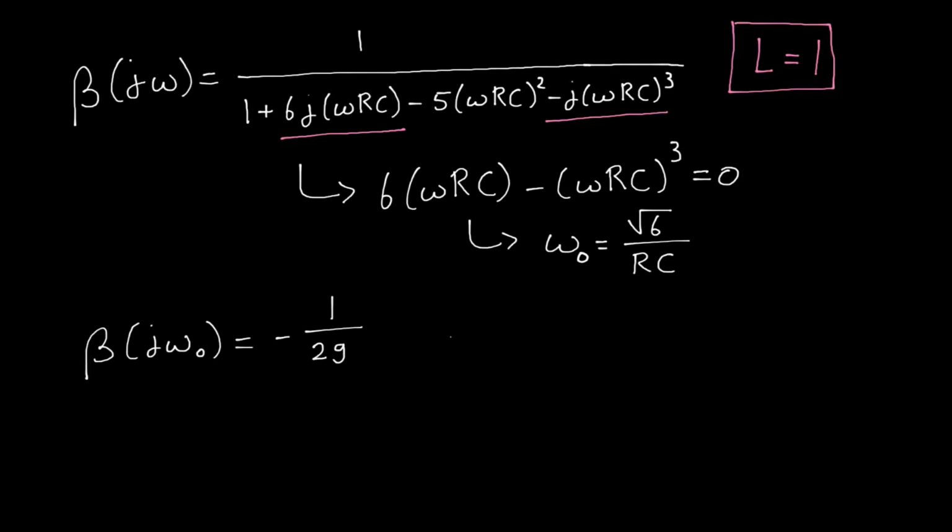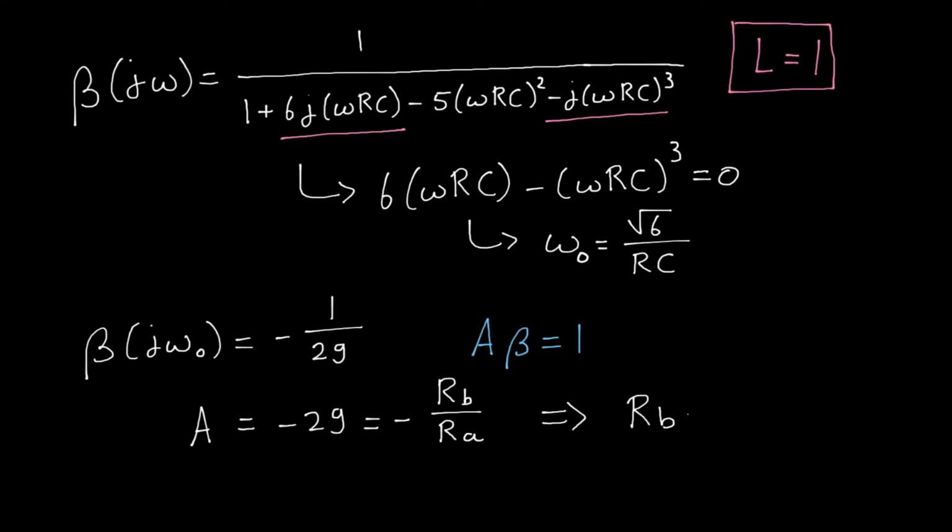Now look back at the Barkhausen criterion. The open loop gain should be 1, and the open loop gain in our case is A times beta being 1. That means that to achieve an open loop gain of 1, our amplification factor of the inverting amplifier should be negative 29. And the amplification factor of that inverting amplifier is negative RB over RA. So that will yield us RB is 29 RA.